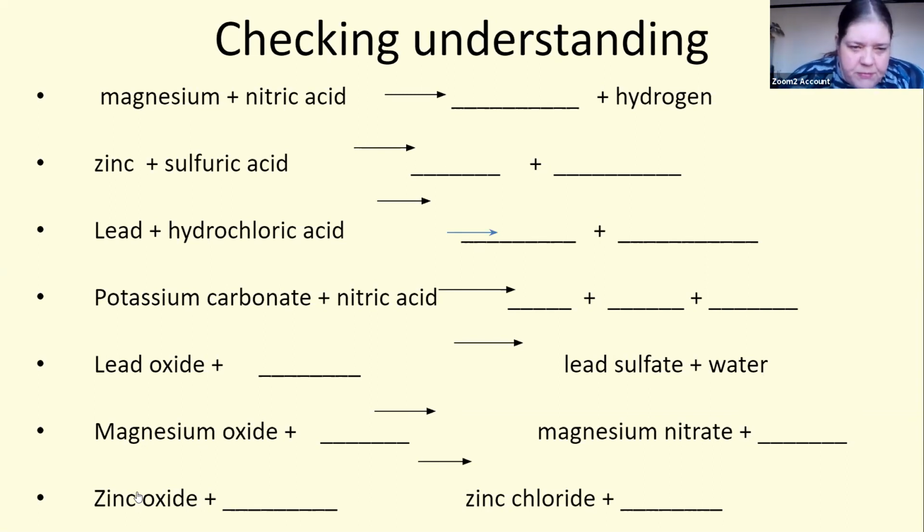Okay, now we've mixed it up a bit on the next one. Lead oxide plus what type of acid produces lead sulfate plus water?